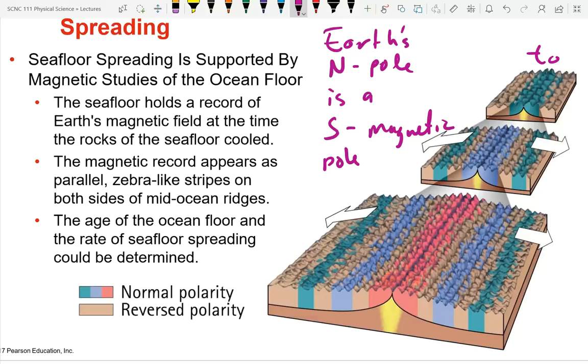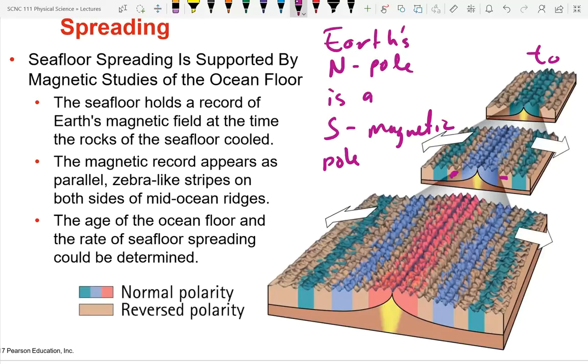Sometime later, the Earth's magnetic poles flip. And so the region here in brown, it's just the opposite. The material frozen into the ocean floor has its north pole pointing to the south instead of to the north. But then it's flipped back, so we have this blue, it's again pointing north.